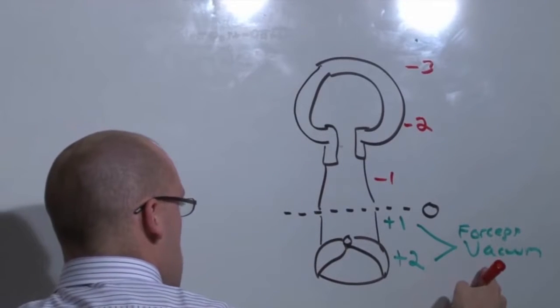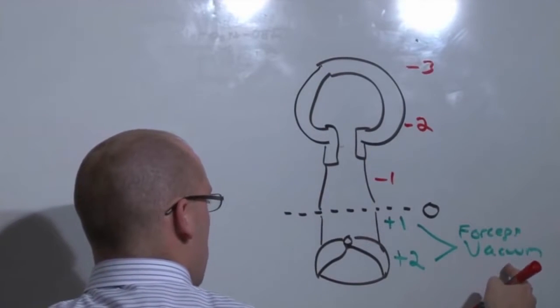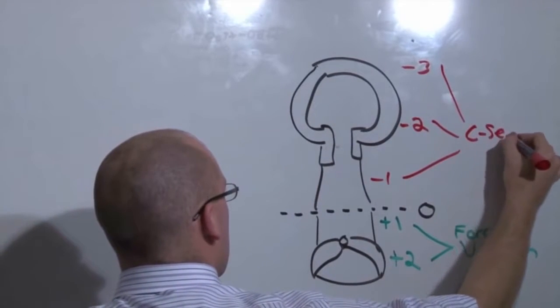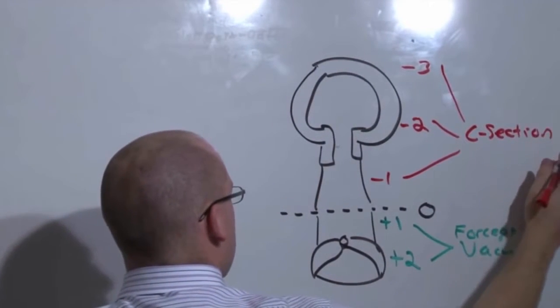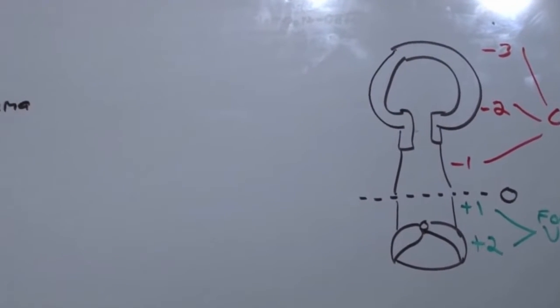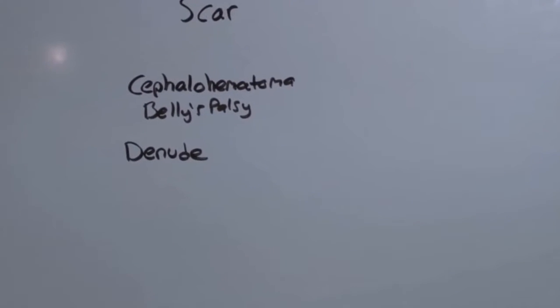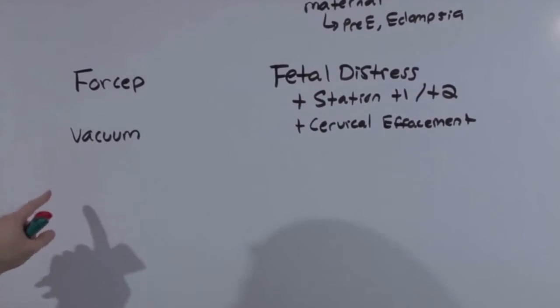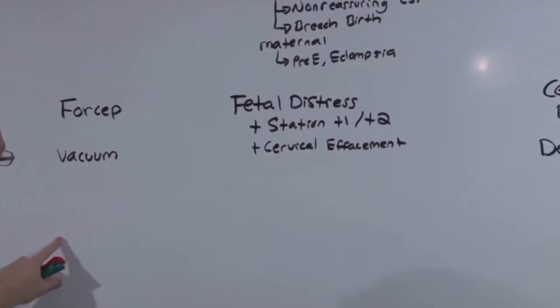The same indications that would have you use forceps and vacuum tell you to use C-section at a higher station. So far we've talked about C-section, forceps, and vacuum. These are sort of the delivery procedures we can do. But now let's start talking about some other procedures that an OB might have.